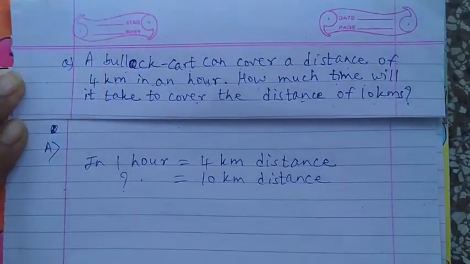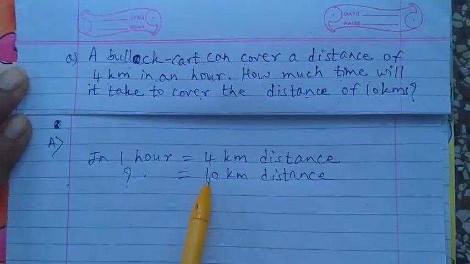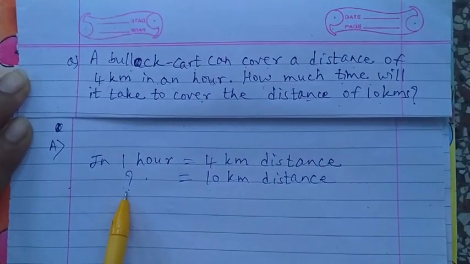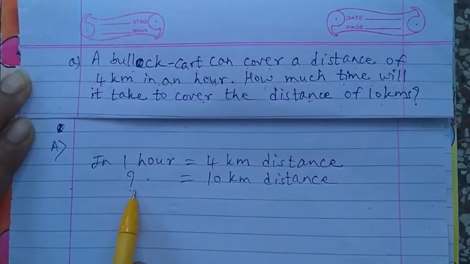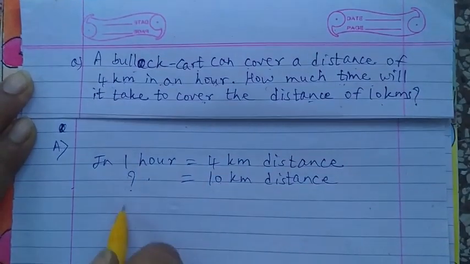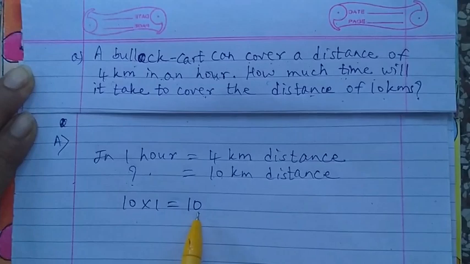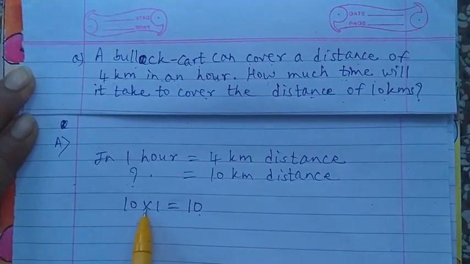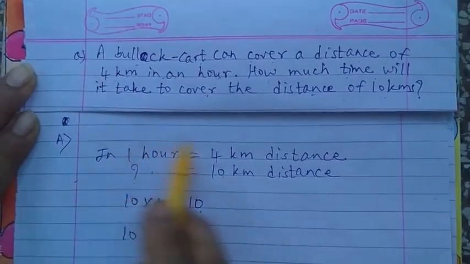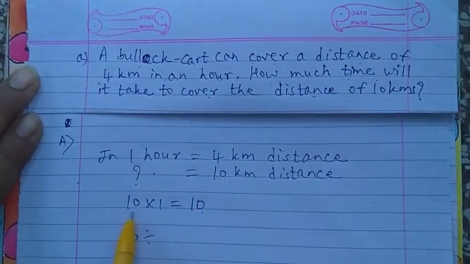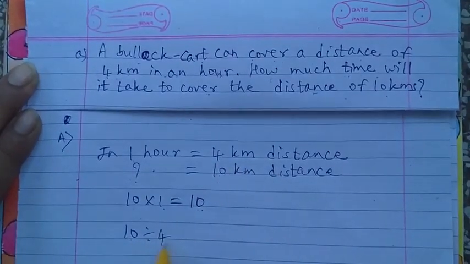Now I'll use cross multiply and divide method. So I can cross multiply 1 and 10, even I can cross multiply 4 and question mark. But do you think, can I multiply 4 with question mark? No. So I'll cross multiply 1 and 10. So 10 ones are 10. I got 10 answer. Now I will divide it. Now which number is left from here? 1 and 10 is already used. 4 is left. So I'll divide 10 by 4.